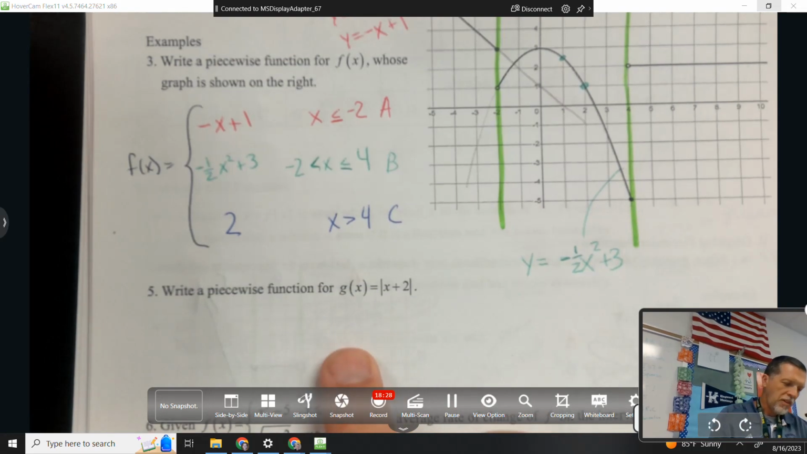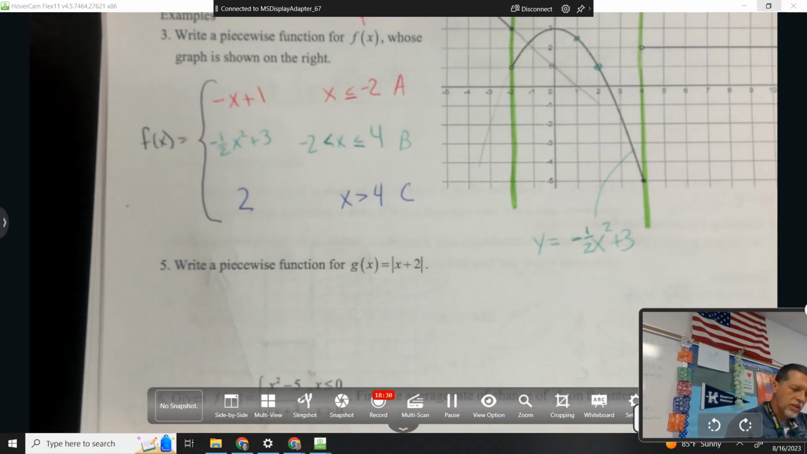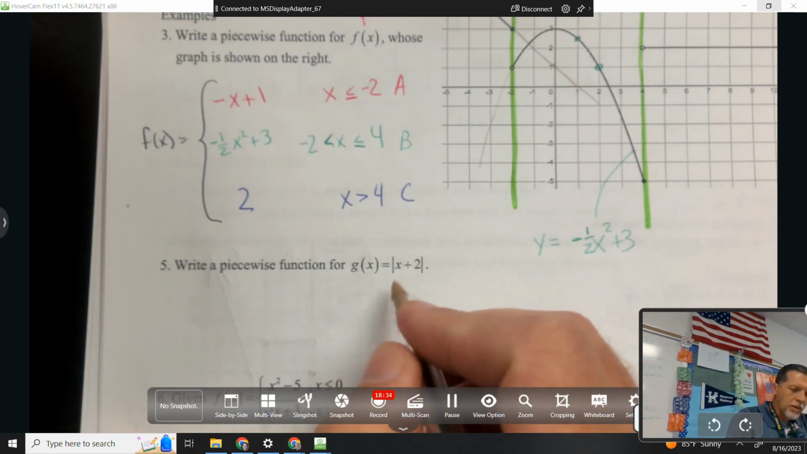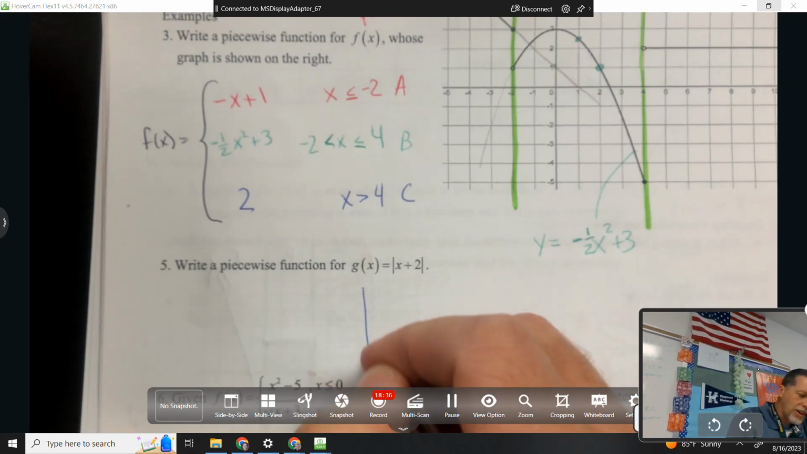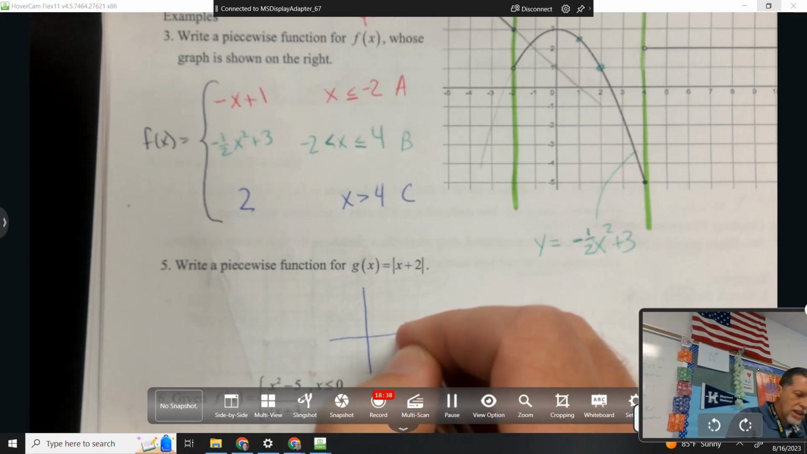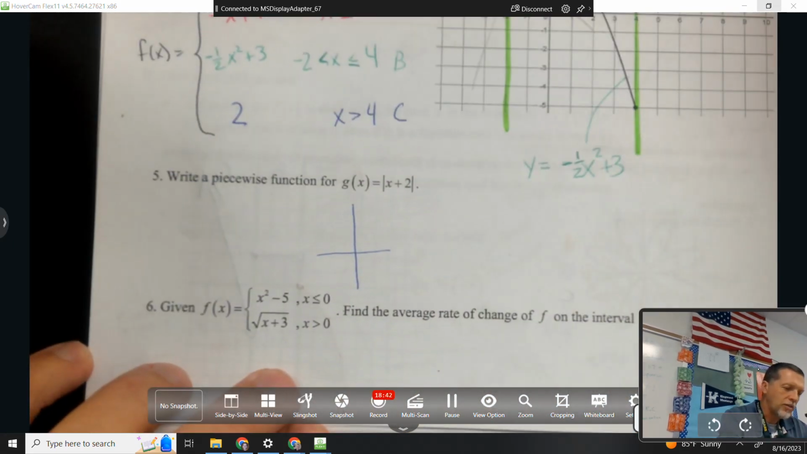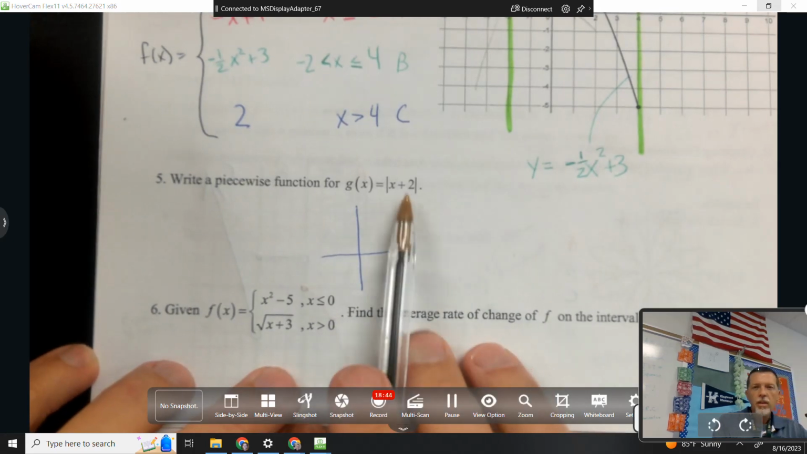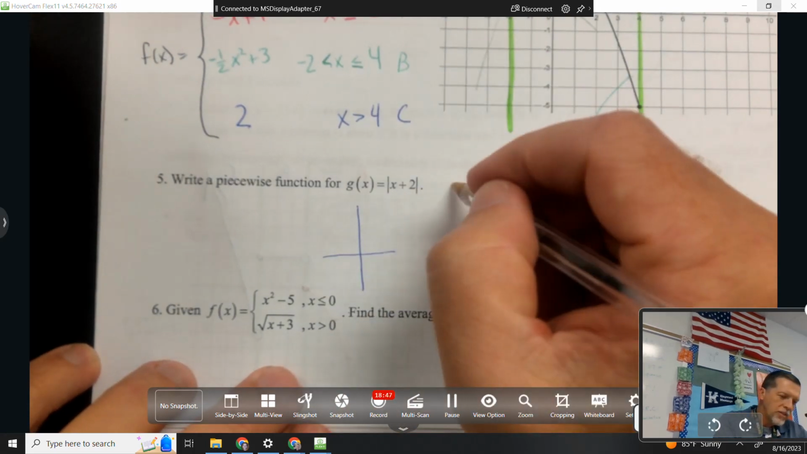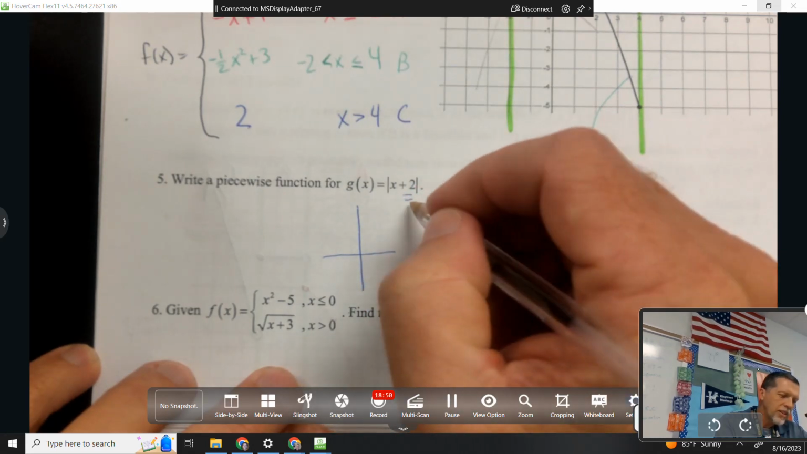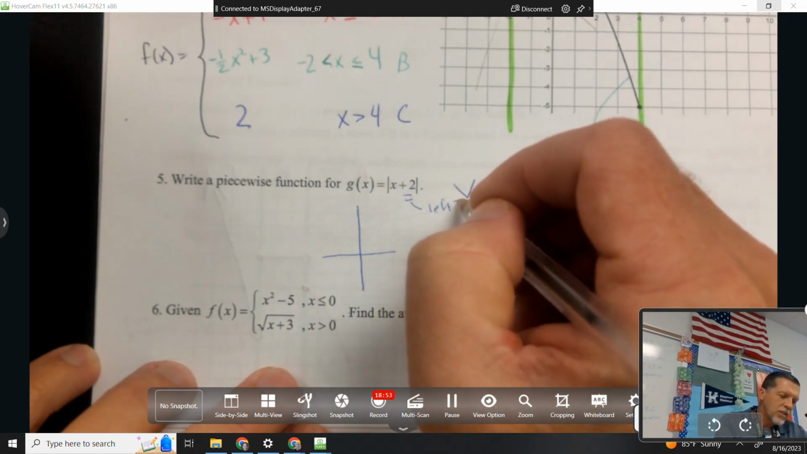Number 5, write a piecewise equation for this graph. Okay, that's kind of weird. Like, why would I do that? I've got an equation already. I think I want to look at that graph before I try to write an equation for it. So I know absolute value makes a v. What's this +2 do to the graph? Left 2.